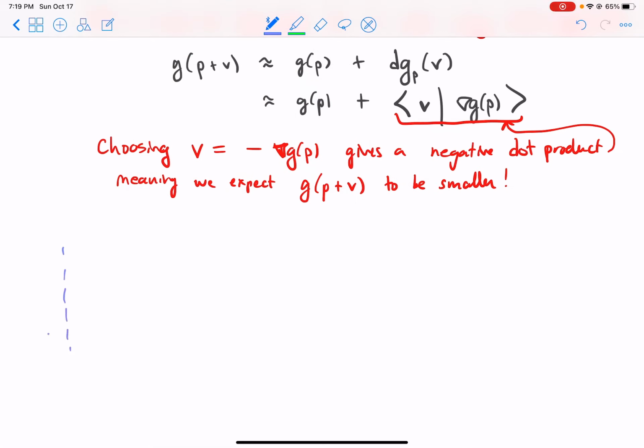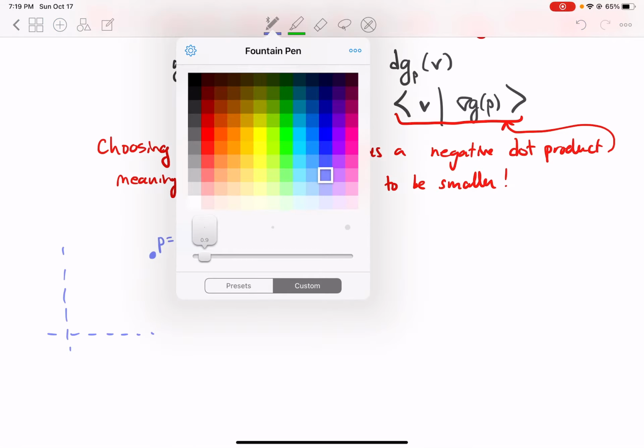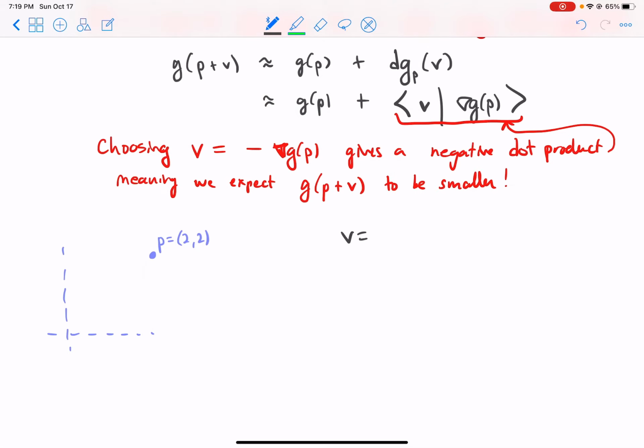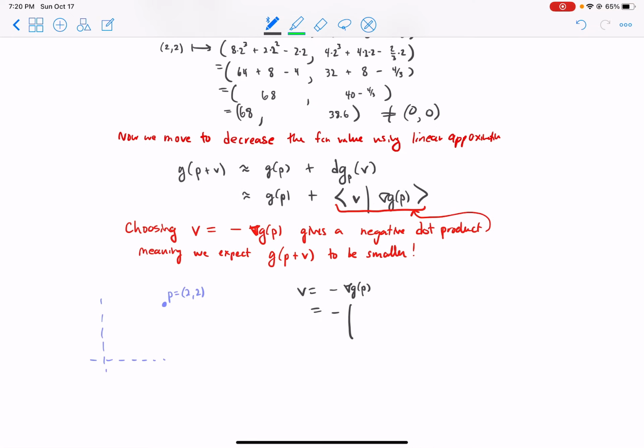Let's say here's our input space, R2, and we start at the point p equals (2, 2). Okay. And now, what is the gradient? Well, let's choose our formula. v equals negative the gradient at p. Well, that is negative what vector? We computed this.